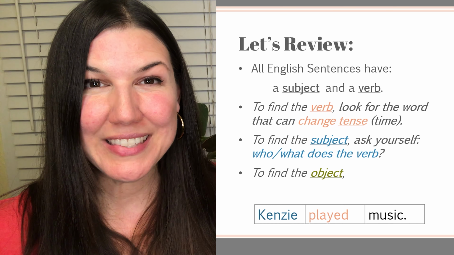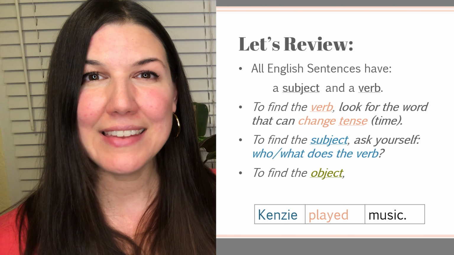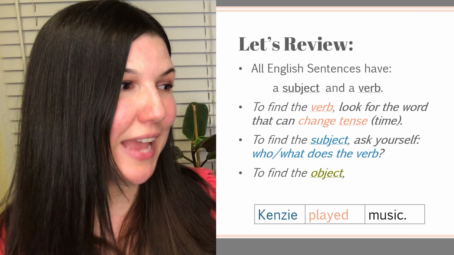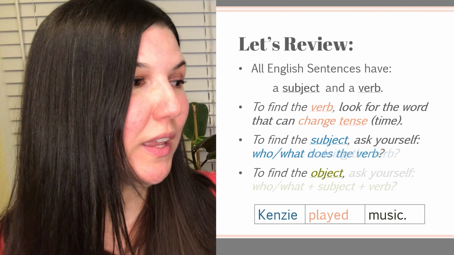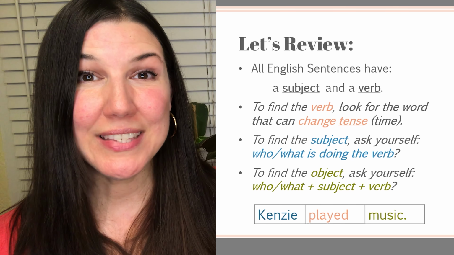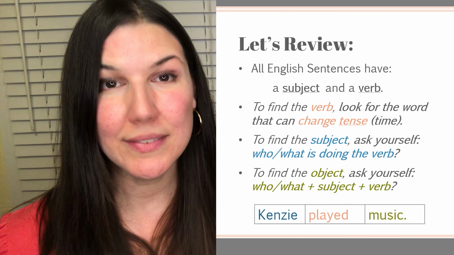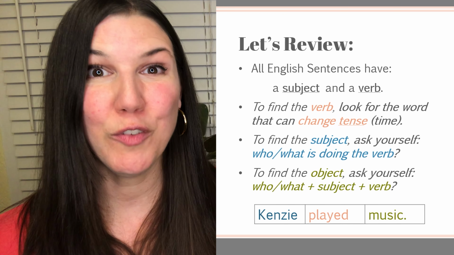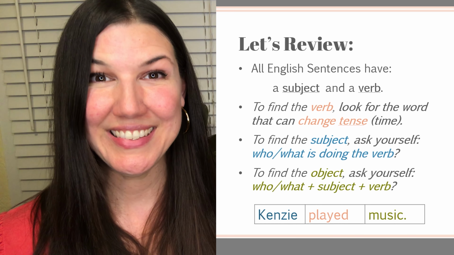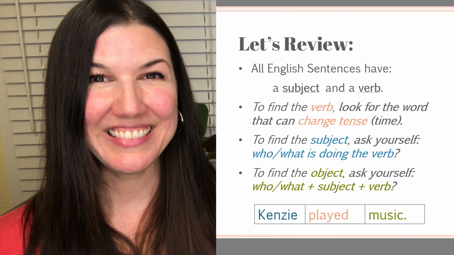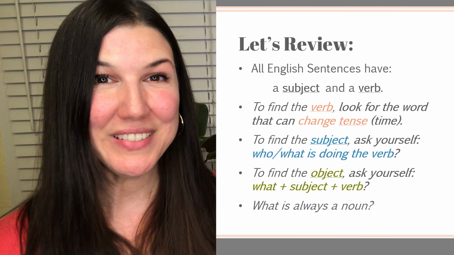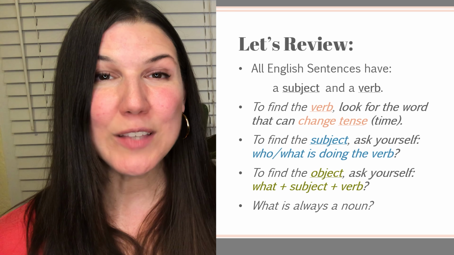And how about the object? The object is a noun or a verb? The object is also a noun. And to find the object, we are going to ask who with the subject and the verb, or what with the subject and the verb. So for example, who did Kenzie play, or what did Kenzie play? Music. Very good.